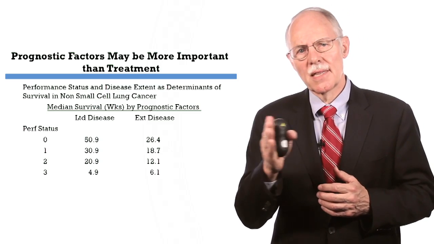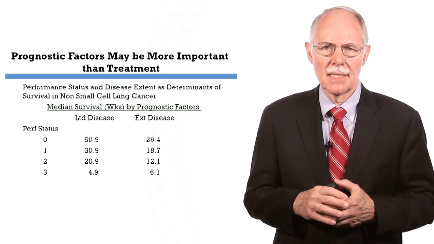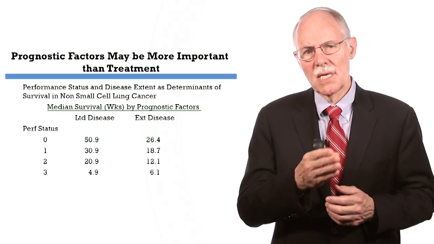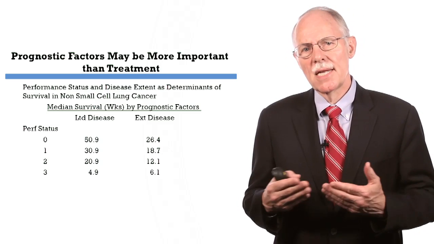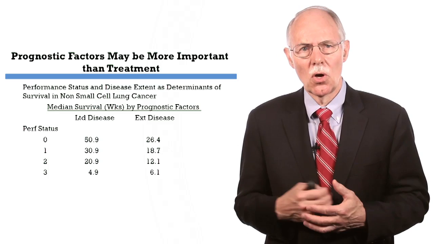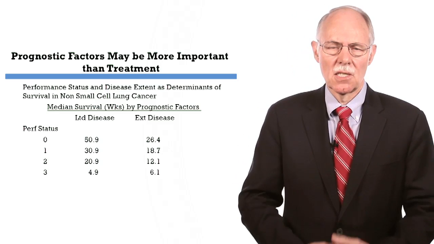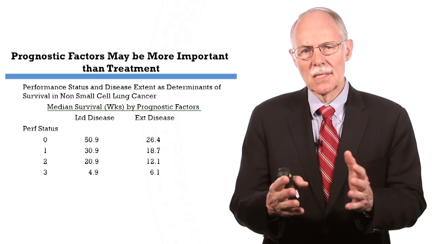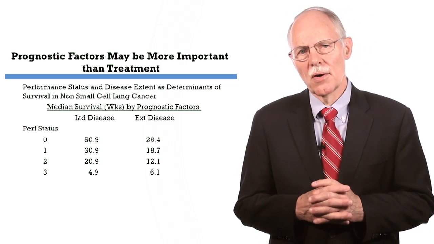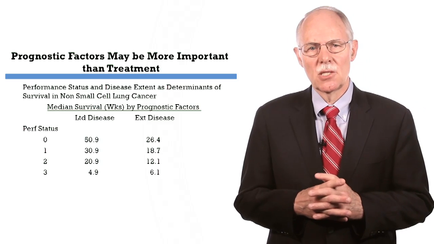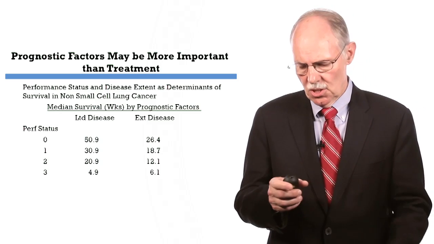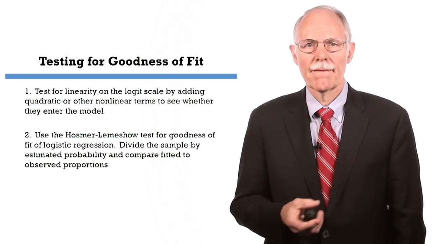If you also make the comparison between limited disease and extensive disease, you see that for patients in performance status 0, the median survival is about half as long for patients with extensive disease. So here's an example in which you have 2 very powerful covariates that influence the outcome in these patients, and they have to be considered in the analysis.